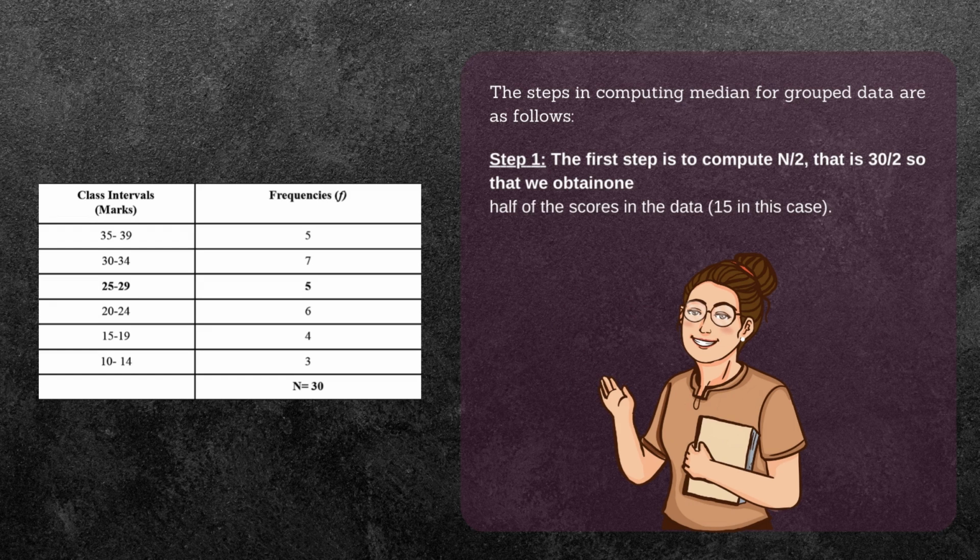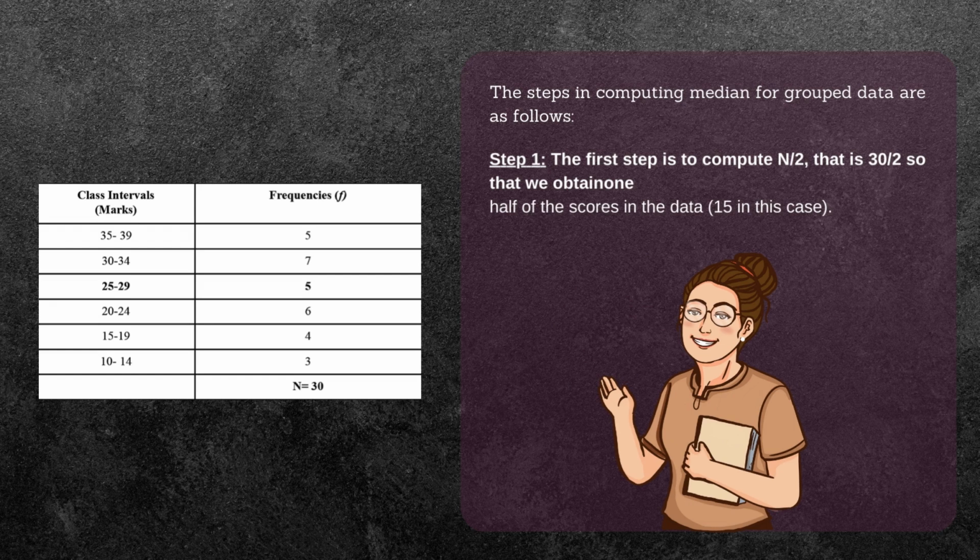For this, we first divide n by 2. The total number of frequency is 30, divided by 2 is equal to 15. So where is the 15th position lying? You can calculate and see where the 15th position is. The class interval coming is 25 to 29, which has a frequency of 5. So the class interval 25 to 29 with frequency 5 holds the 15th position of the distribution.